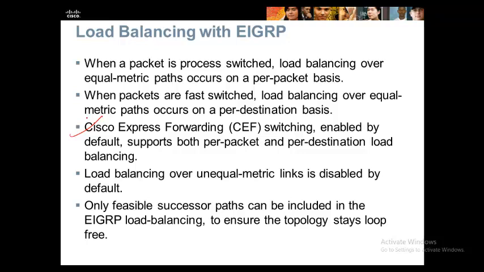So currently we have both per packet and per destination load balancing. Load balancing over unequal cost path is not enabled by default. We all know that we have to increase the variance to enable it. So we need to make sure that there is a backup path, feasible successor path in the topology table so that when you enable variance, unequal cost load balancing can happen. For both unequal cost load balancing and equal cost load balancing, the topology table should have more than one path. Only then it can be used in the routing table. Remember feasibility condition and all.